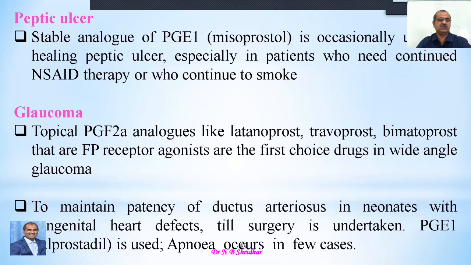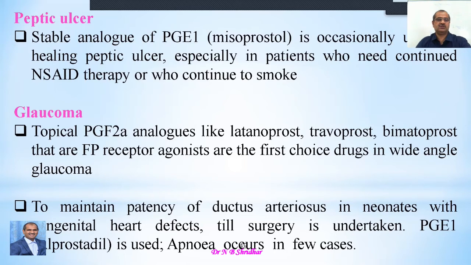And for peptic ulcers, especially, there is the stable analog of PGE1, misoprostol. It is occasionally used for healing peptic ulcers, especially in patients who continue NSAIDs. PGE1 analogs are very commonly used for their peptic ulcer healing property.